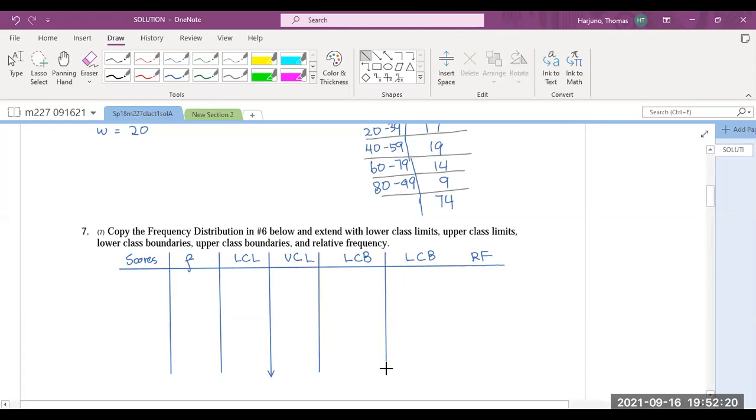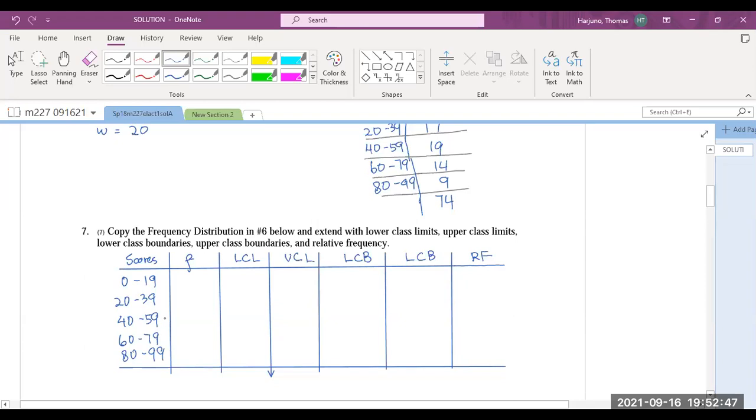It will be nice if during the test you can prepare some ruler. Basically, try to make it nice. Then I will copy the first 2 columns from what I had there. And then there were 15, 17, 19, 14, 9, 74. Don't forget to always add the frequency.